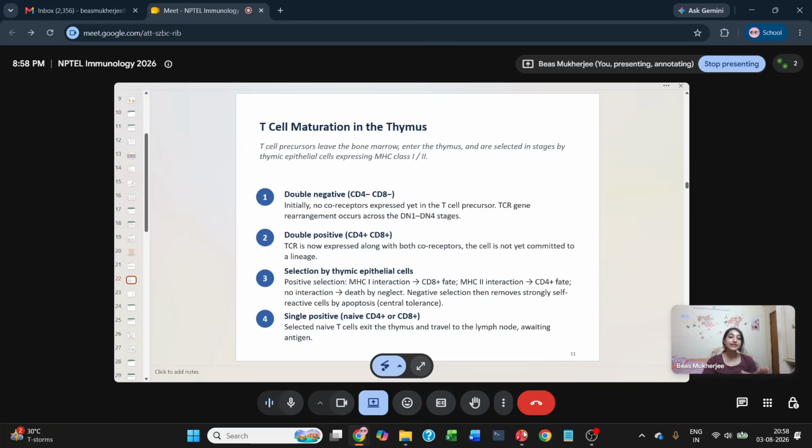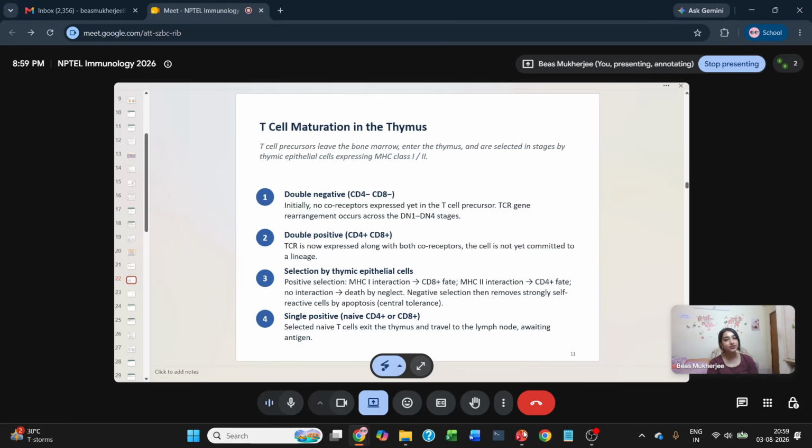Now we come to T cell maturation in thymus. So this is a very important topic. So please read properly. Pay attention for now. T cell maturation in the thymus. T cell precursors leave the bone marrow, enter the thymus and are selected in stages by the thymic epithelial cells by expressing MHC class 1 or class 2. So initially they are double negative, that is there is neither CD4 co-receptor nor CD8 co-receptor there. Initially, no co-receptors expressed yet in the T cell precursor.